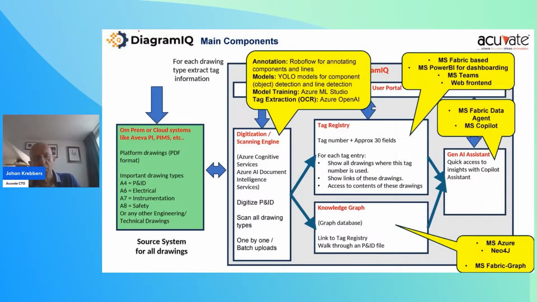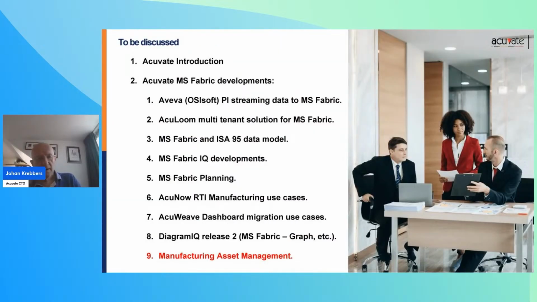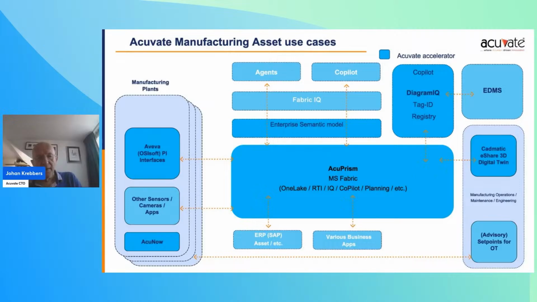And here you see the various components we're using for this tool. Last one to talk about is asset management, manufacturing asset management. On the left, you see the plants where we have the Aveva software coming in. I spoke about your OSIsoft streaming data, your other edge environment. So this is where the data comes in from the assets, your OT data, your IT data, your ET data. We store all the data in Acuvate in the middle in your Fabric environment.